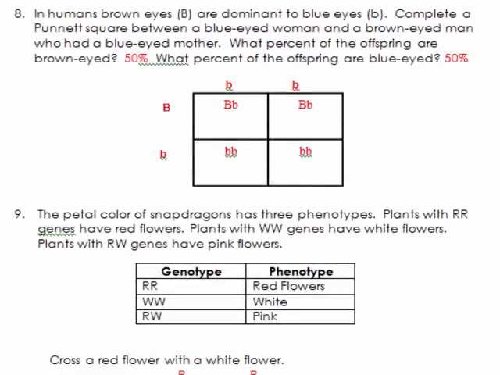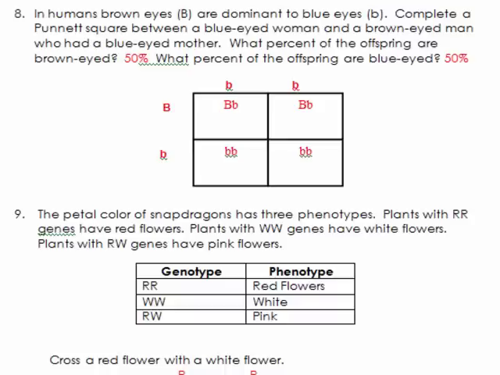In humans, brown eyes, big B, are dominant to blue eyes. Complete a Punnett square between a blue-eyed woman and a brown-eyed man who had a blue-eyed mother. What percent of the offspring are brown-eyed? 50%. What percent of the offspring are blue-eyed? 50%. All right, let's go back and look at the genotypes.